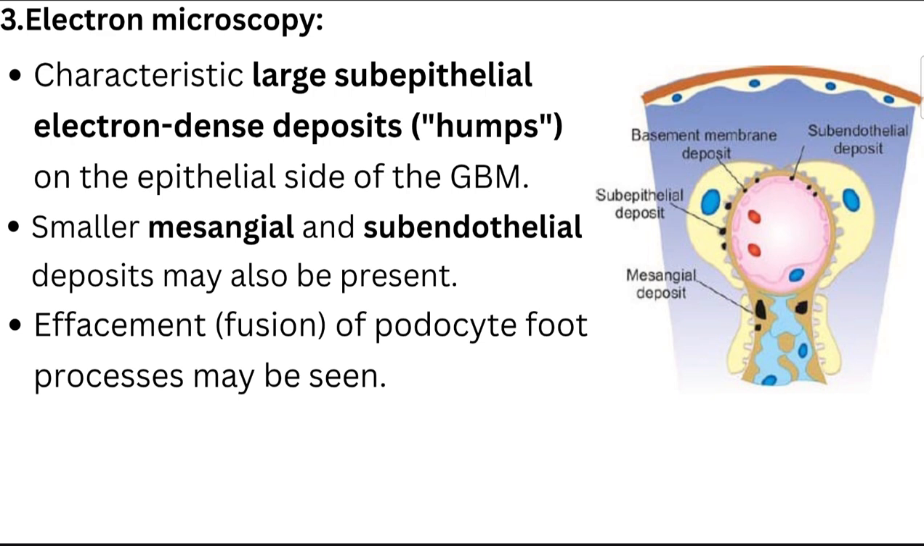In this slide, we are focusing on findings we would observe under electron microscopy in cases of glomerulonephritis. One of the hallmark features you will notice is the presence of large subepithelial electron-dense deposits, often referred to as humps. These are located on the epithelial side of the glomerular basement membrane, which is a key characteristic of this condition.